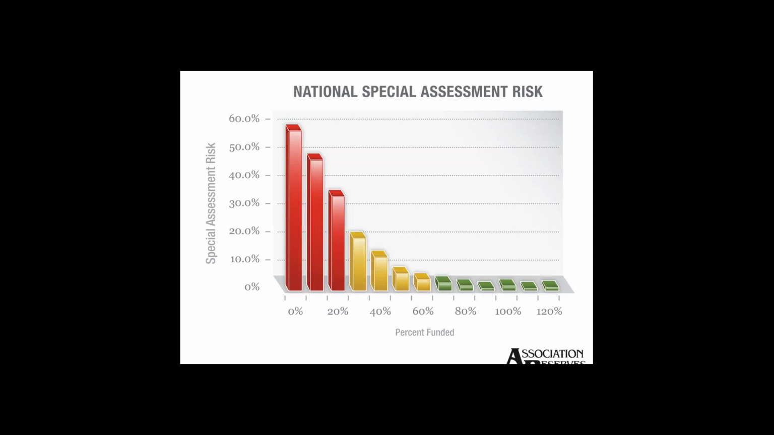This chart's a real eye-opener to boards thinking they can get away with underfunding their reserves, because they can't. Underfunding can be measured, and associations that underfund their reserves face some significant consequences that I'll address in just a moment. The biggest thing that you learn here is that special assessments are not random. Special assessments are very predictable, and they happen to associations that have a weak reserve fund.